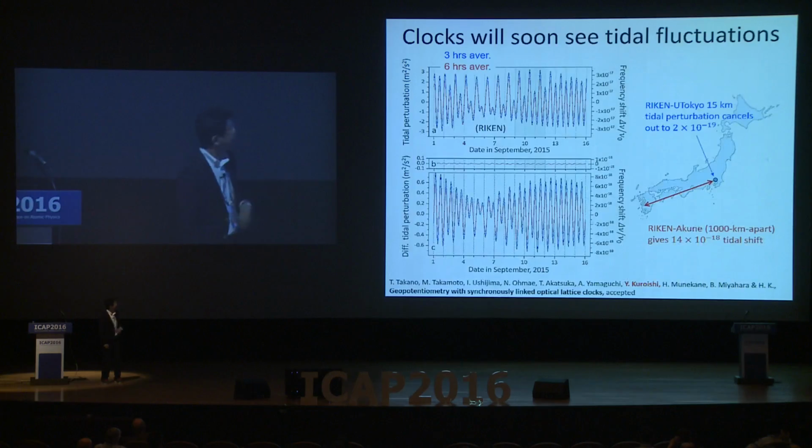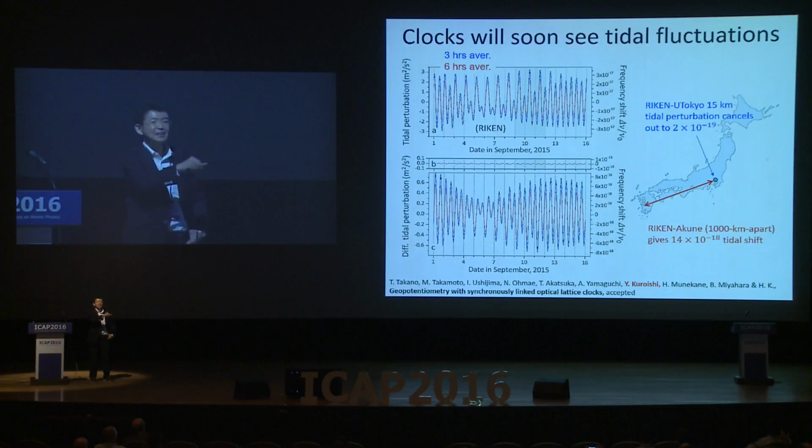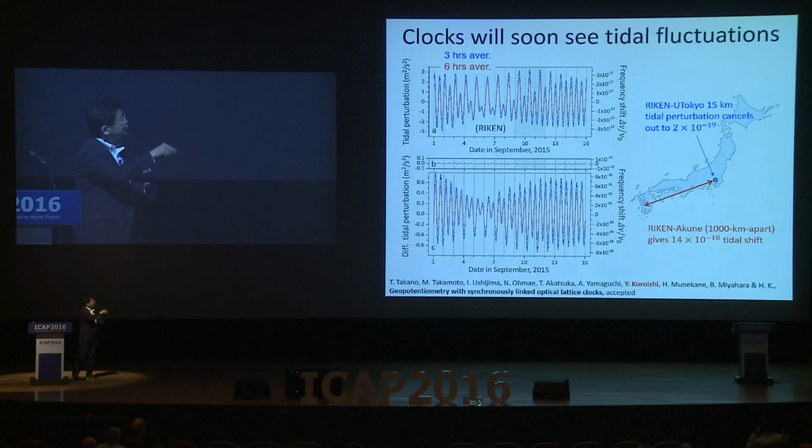Last 2 minutes. So the clock will see tidal fluctuations. The tidal fluctuation is huge. This is the calculation of the tidal perturbation at Wakō, which gives us almost 6 times 10 to the minus 17 difference. But the thing is, Wakō and the University of Tokyo are a very small area, just 15 kilometers away, so this tidal perturbation cancels out down to 2 times 10 to the minus 19. So it's difficult to see.